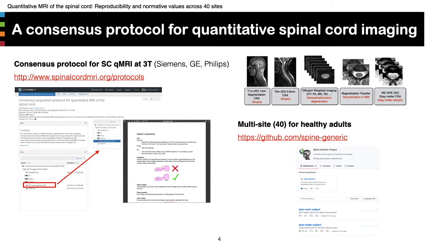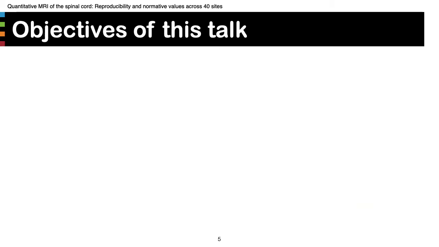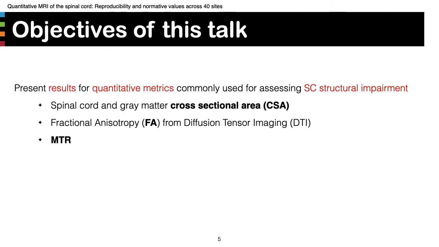So 40 sites acquired data in healthy adults using this protocol, and the acquired data is also publicly available on GitHub. Today I'd like to show you the results that we obtained when analyzing that data. The objectives of this talk are to present the quantitative MRI biomarkers for spinal cord impairments that we derived from the multi-site dataset using the consensus protocol. These metrics are spinal cord and gray matter CSA, fractional anisotropy from DTI, and magnetization transfer ratios.